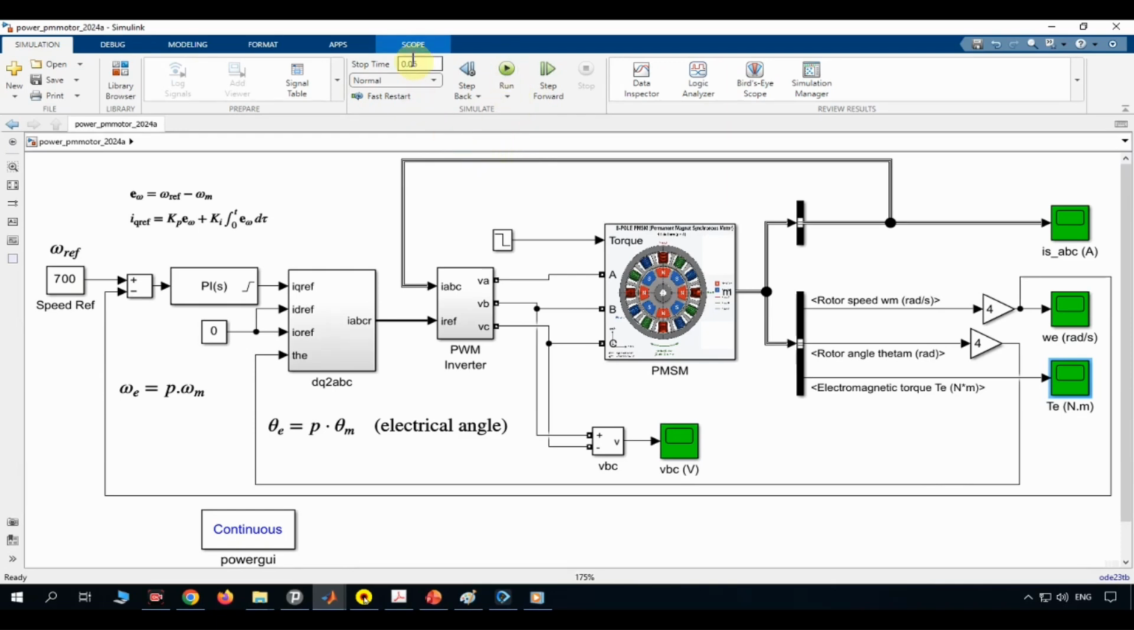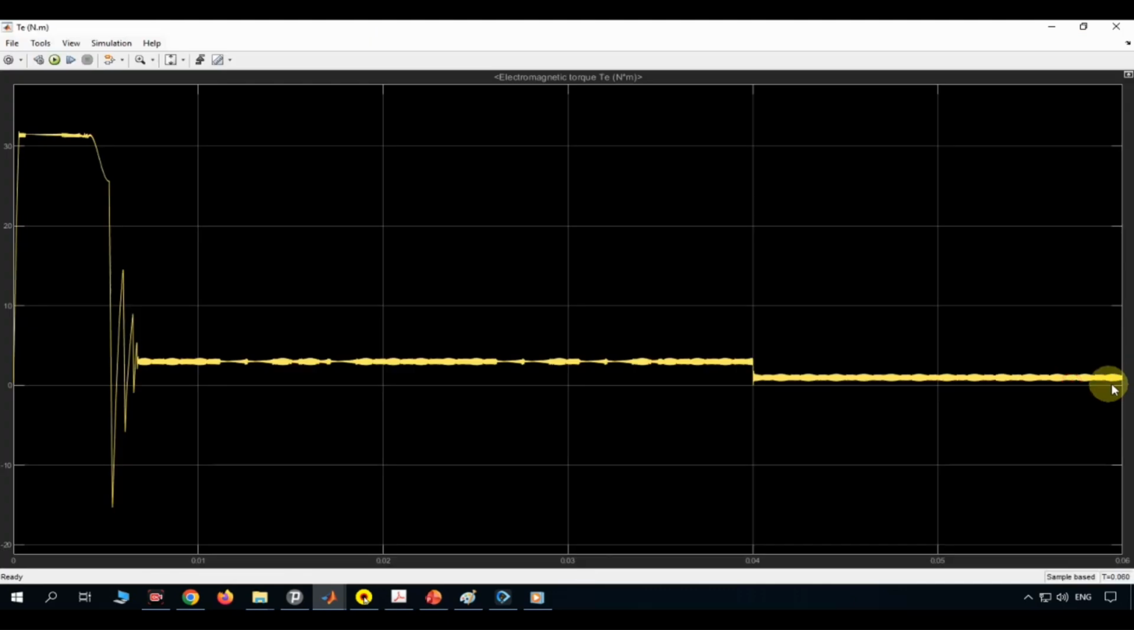We're simulating for 60 milliseconds, long enough to capture 2 distinct events, the motor starting from standstill and the load disturbance at 40 milliseconds. Let's begin with the top scope, electromagnetic torque. At time 0, the motor is at rest, but the speed reference is already commanding 700 radians per second. The PI controller responds with a large burst of torque to accelerate the rotor.